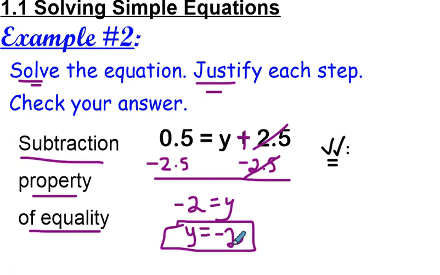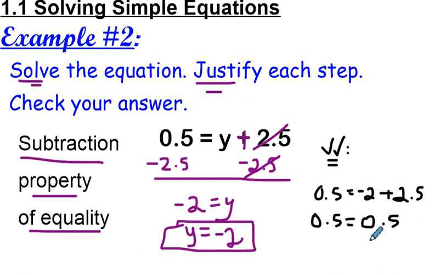Just like the last one, we're going to substitute negative 2 in for y because it says y is negative 2. So 0.5 equals, instead of y, I'm going to substitute in negative 2. And I still have plus 2.5. All right, simplify by combining like terms on the right-hand side. So negative 2 plus 2.5 is the same thing as 2.5 minus 2, and that is 0.5. That is a true statement, so I know that y equals negative 2 is the correct solution.